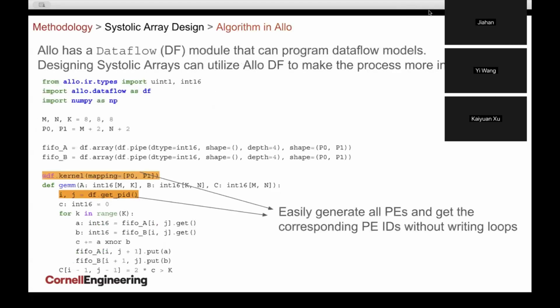And Allo has a built-in data flow module that can program data flow models, and it can be very suitable for designing systolic array implementations. And as we can see in here, we can declare a data flow and use a mapping, and we can also use its get processor ID function so that we can avoid writing loops and directly generate all of the processing elements at once.